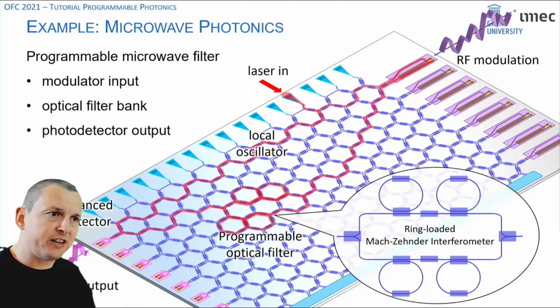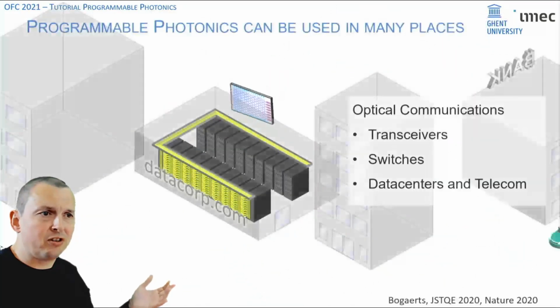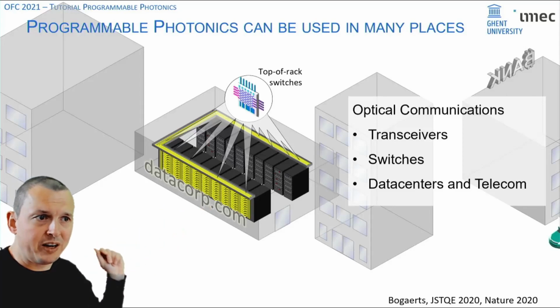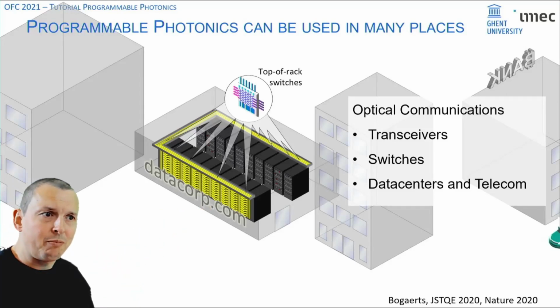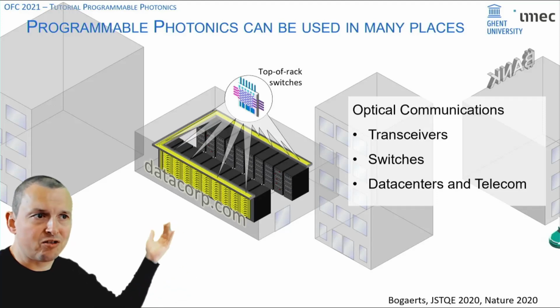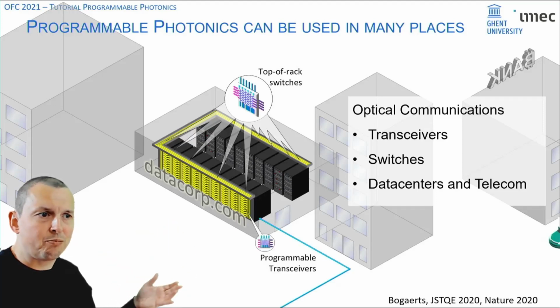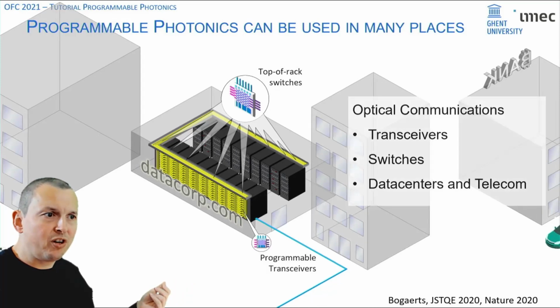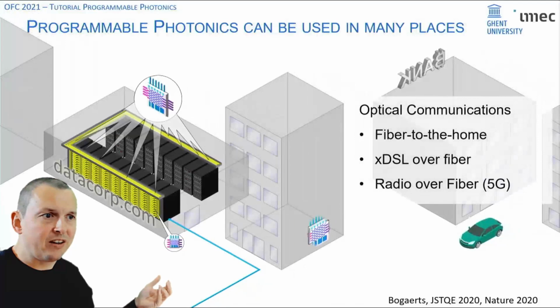So such circuits can be used in many different locations. They can do many different functions. Of course, you can imagine that they are being used in the most common application space of photonics, like data centers or communication. You could use them as a top of rack switch or a programmable transceiver, as I already showed in the example.